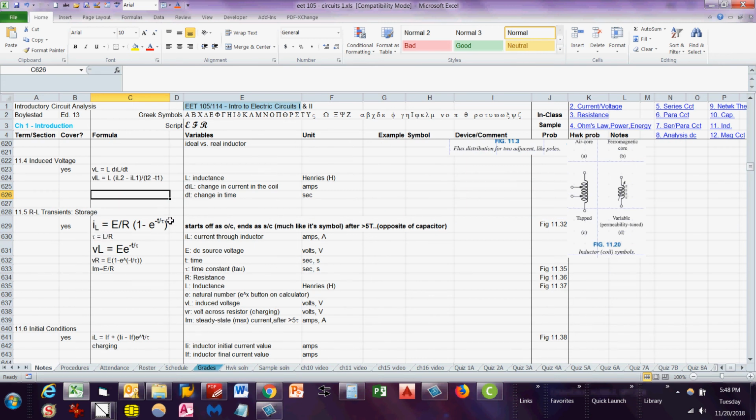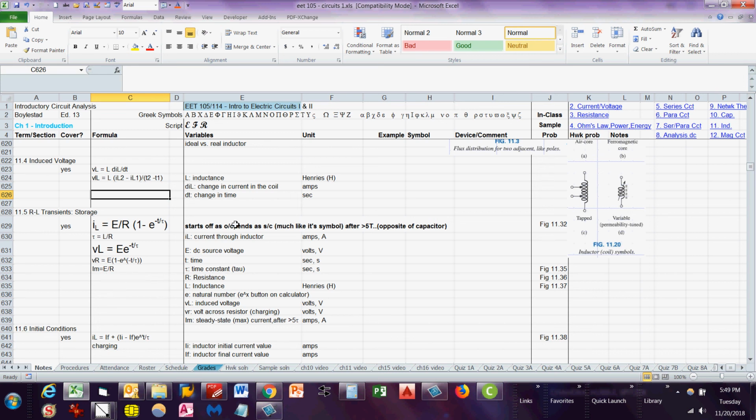The way the book is going to teach this is I sub L equals E divided by R times 1 minus e to the minus t over tau, with tau being L divided by R. This is in an LR circuit. V sub L across the inductor is E times little e to the minus t over tau. V sub R equals E times 1 minus e to the minus t over tau, and I sub M, which is the steady state max current after 5 tau, equals E divided by R.